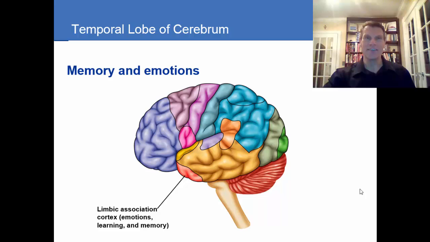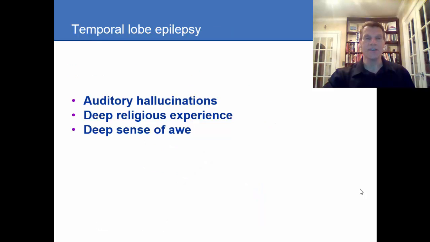Another important function of our temporal lobe is our limbic association cortex. Our limbic association cortex is responsible for our memory and emotions. An interesting feature in our temporal lobe is somebody who has temporal lobe epilepsy. Temporal lobe epilepsy is seizures in the temporal lobe that don't cause muscular seizures, but what they cause are auditory hallucinations. So when the temporal lobe starts seizing, people start hearing things that aren't there.